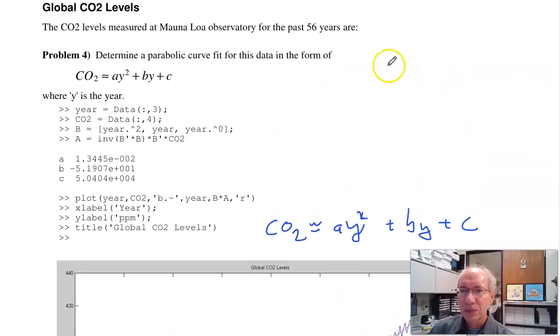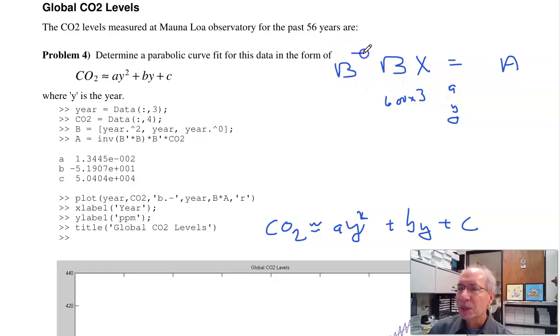The trick is if I can write this as B times x equals a. I cannot invert b. In this case, b is like a 600 by 3 array. X is just going to be a, b, and c. So I can't just solve for x, but the trick is multiplying the left by b transpose.